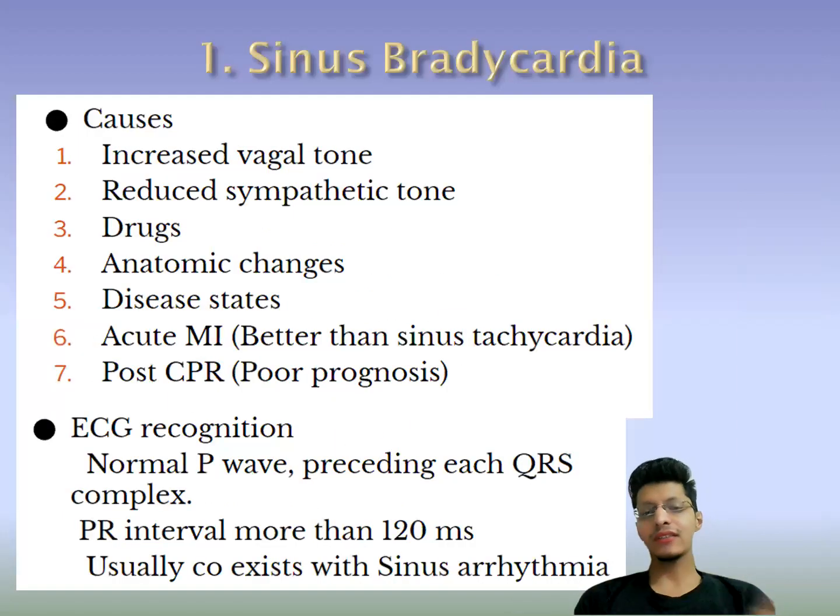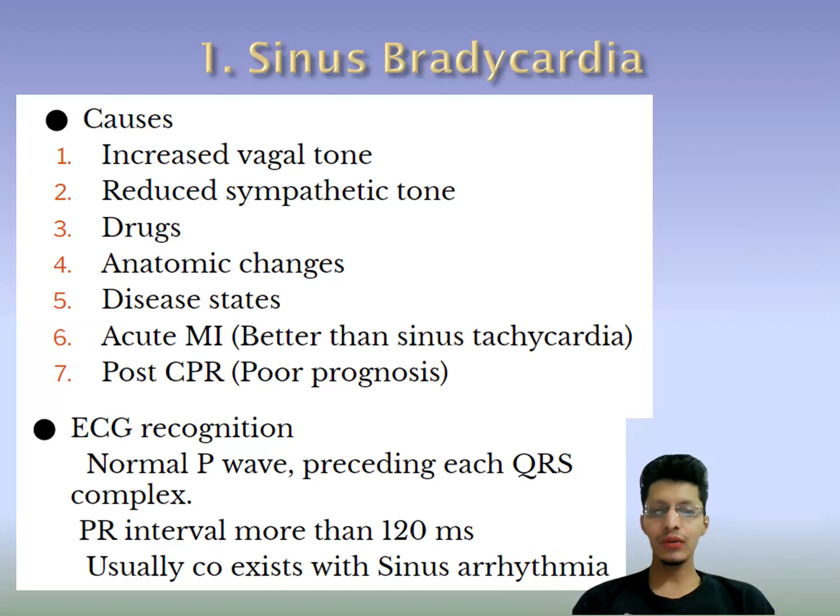Sinus bradycardia can be physiological or pathological. Physiological, it is seen in athletes and in pregnancy. Pathological, it is seen in degeneration of the SA node or AV node. It is seen with drugs such as beta blockers and calcium channel blockers, then in acute MI, which will have a better prognosis if there's a bradycardia. Then in the post CPR phase, with increased vagal tone and reduced sympathetic tone.